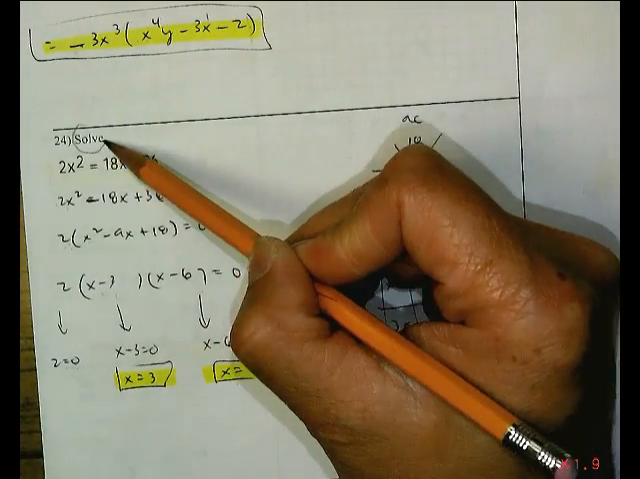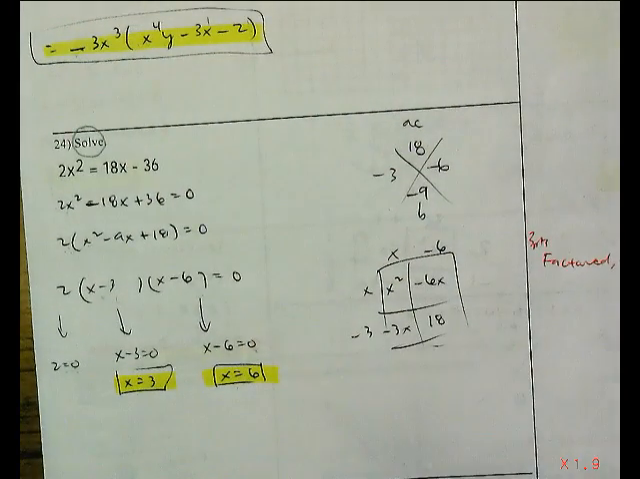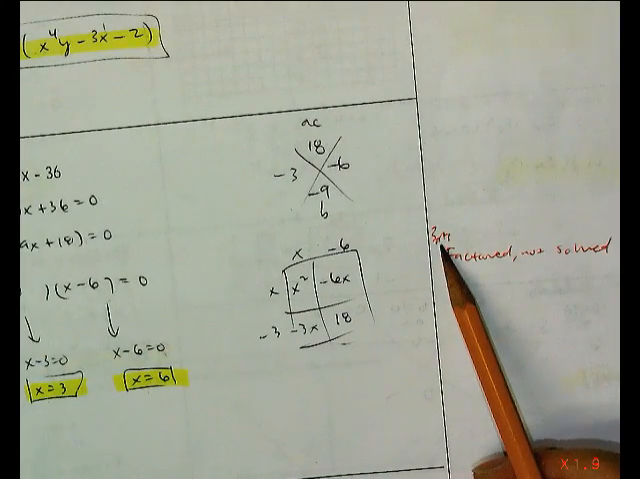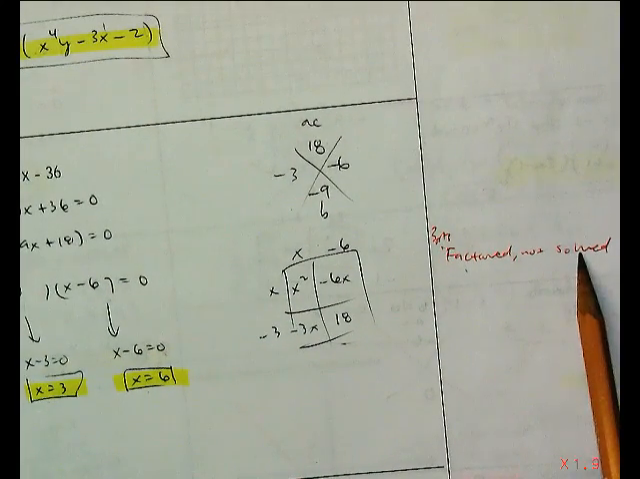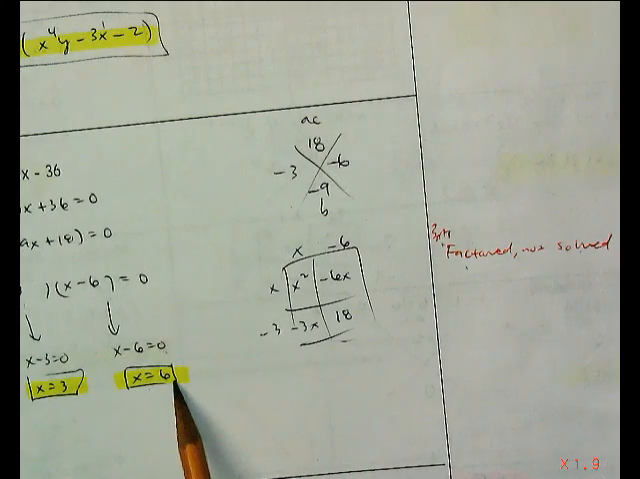Now, because it says solve, and the only way you know how to solve this trinomial is by factoring, I gave you 3 points if you just factored but didn't solve. Remember, solve means x equals.